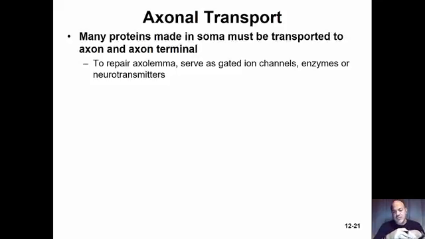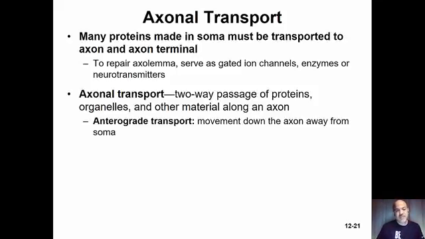So DNA will be used to produce mRNA, a process called transcription, which we covered early on. And then once the mRNA is produced, it goes to the ribosome on rough ER or free ribosomes, so that we can translate and produce polypeptide chains, which will be turned into proteins. So many of these proteins produced in the soma have to be transported to the axon, and then towards the end of the axon. And this could be to repair the axolemma, or proteins that serve as gated channels along the axolemma, or the membrane of the axon, and enzymes and neurotransmitters would be transported through the axon.